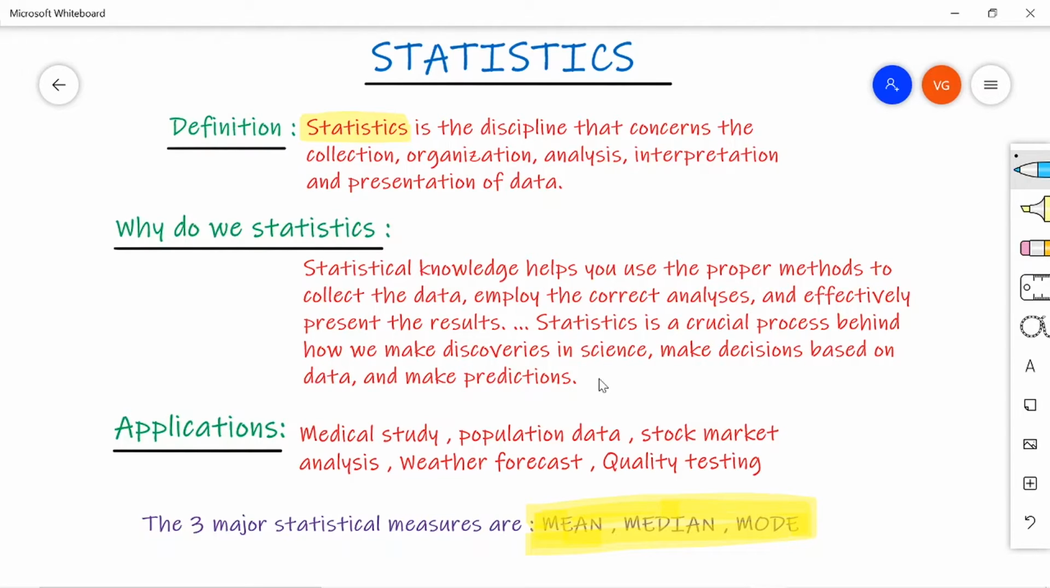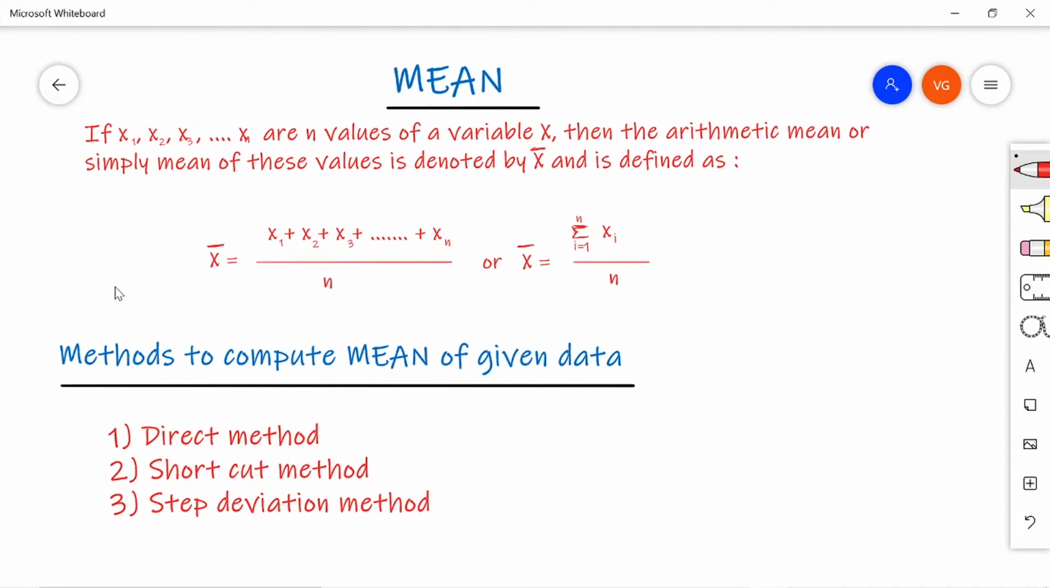For correct data collection, correct analysis and an effective presentation of the result, we need statistics. In medical studies, weather forecast, quality testing, population data census, stock market analysis, everywhere we are using statistics. Basically, there are three types of statistical measures that we are going to study in this chapter. They are mean, median and mode. Let us see the first statistical measure, mean.